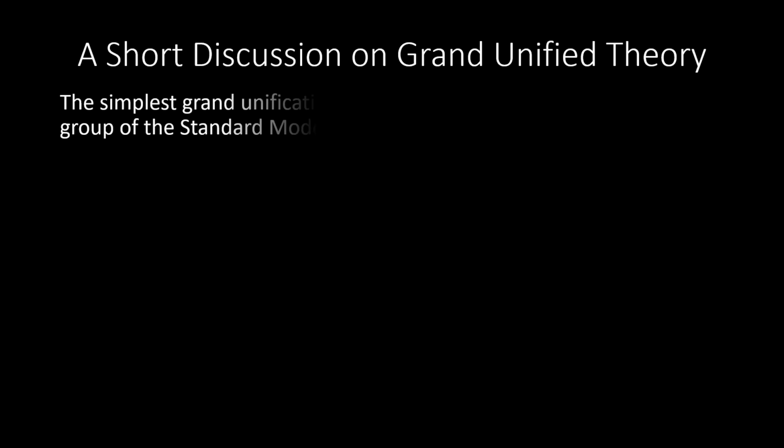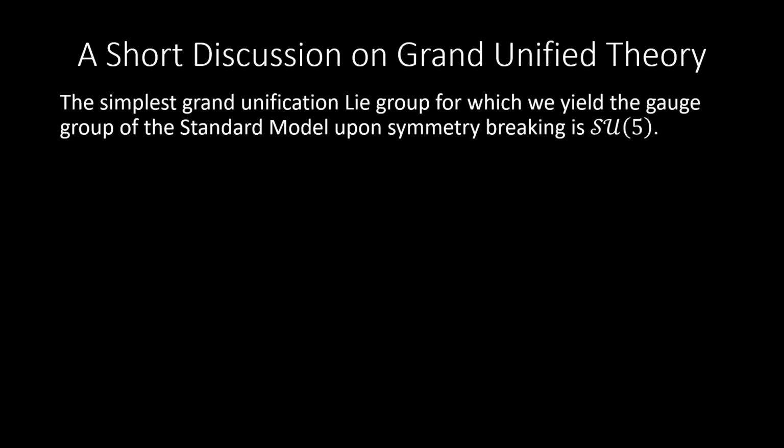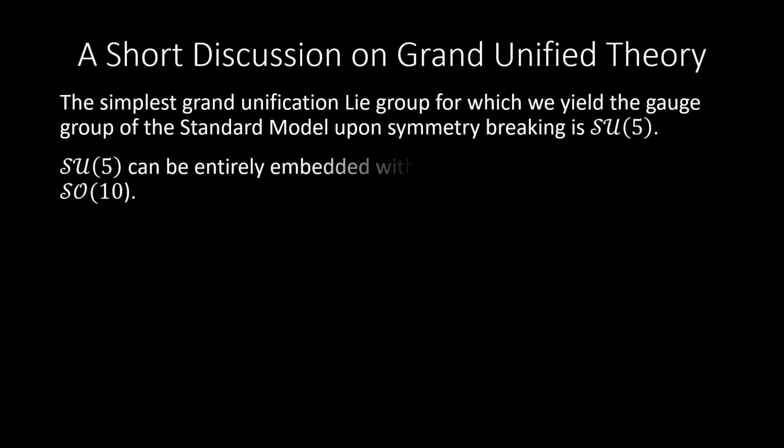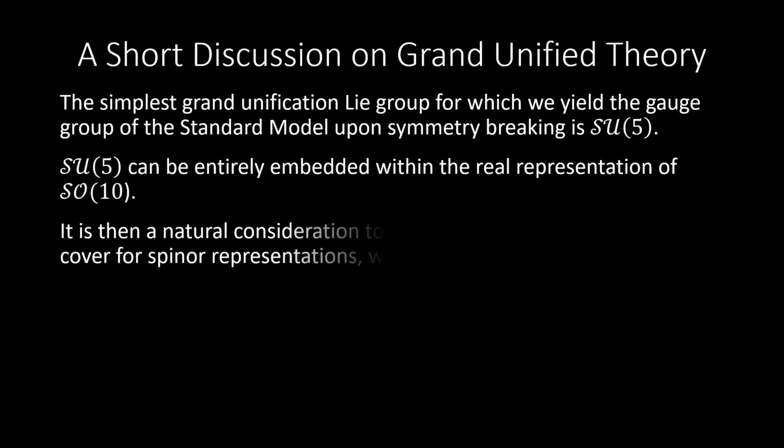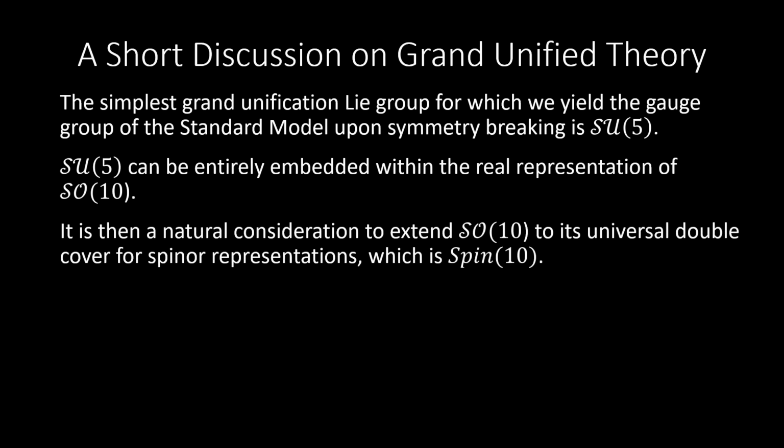Now let's have a short discussion on grand unified theory. The simplest grand unification Lie group for which we yield the gauge group of the standard model upon symmetry breaking is SU(5). SU(5) can be entirely embedded within the real representation of SO(10). It is then a natural consideration to extend SO(10) to its universal double cover for spinor representations, which is Spin(10).